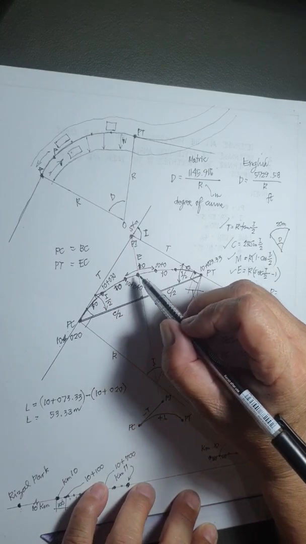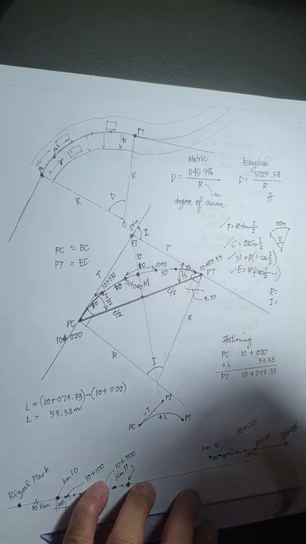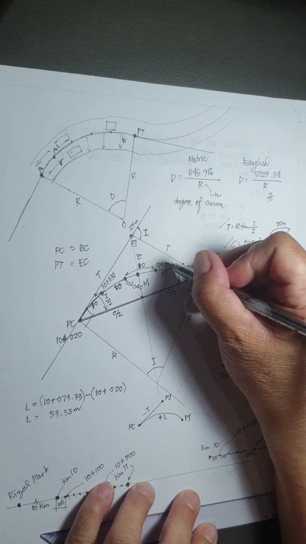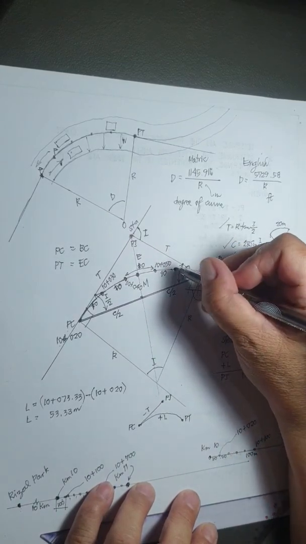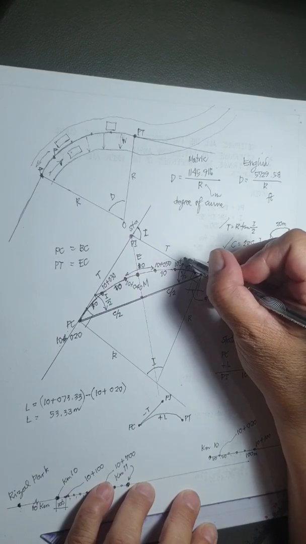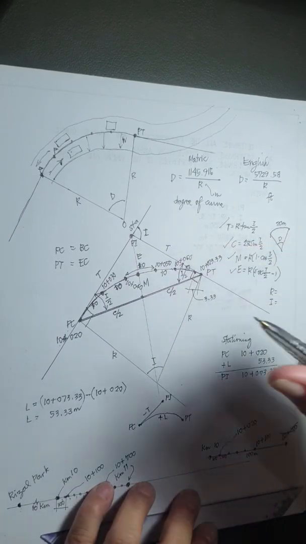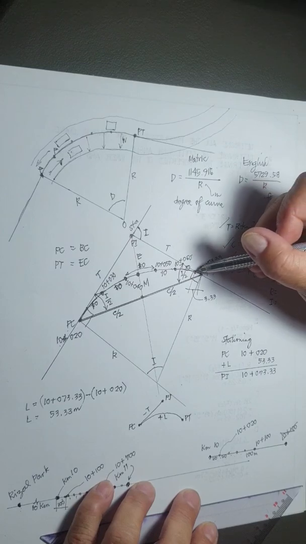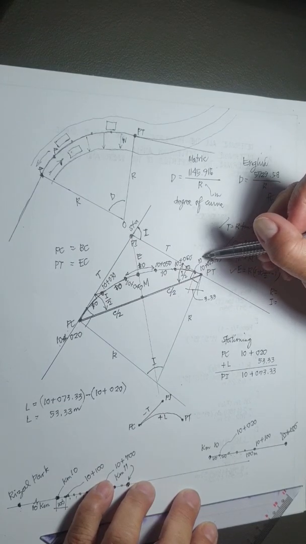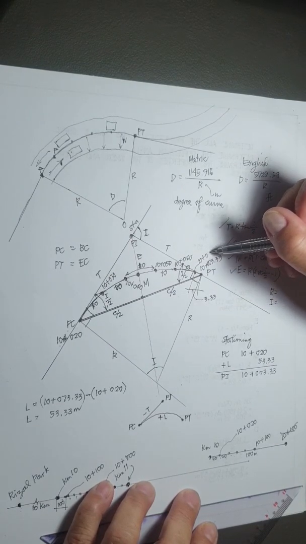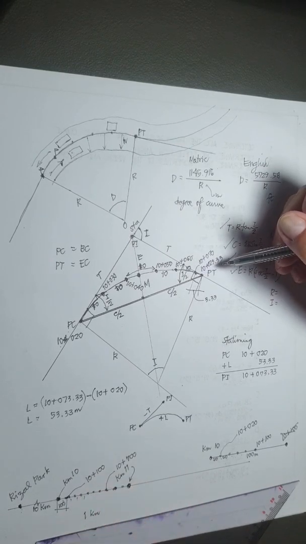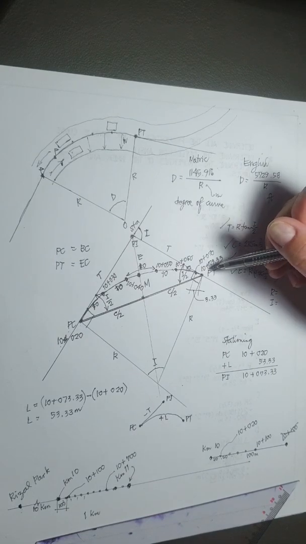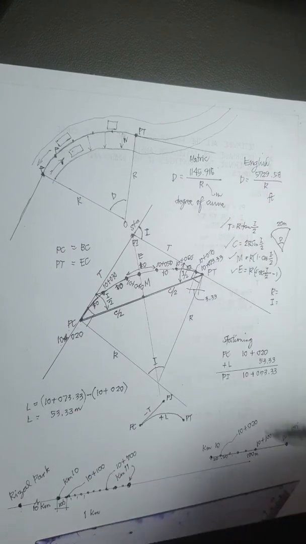20, 30, 40, 50. 50 na pala to. Station 50. This is station 10+060. This one is station 10+070. Tapos may fraction ka na 3.33. So that is station 10+073.33.